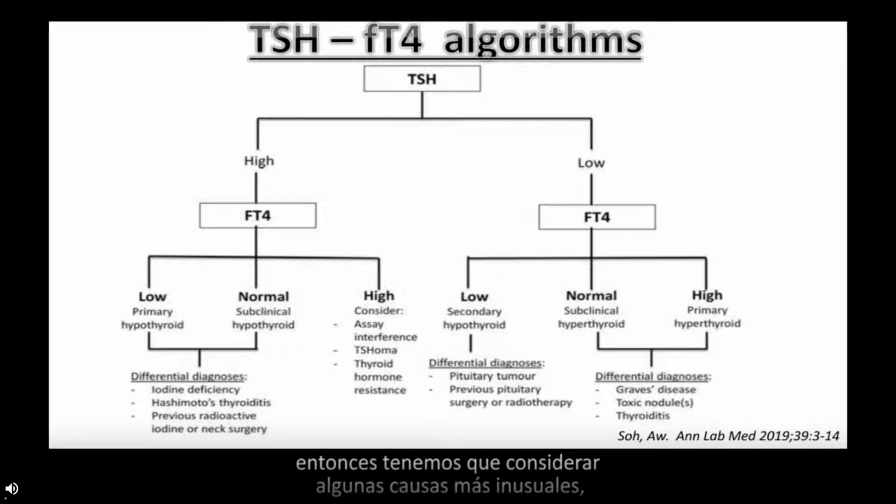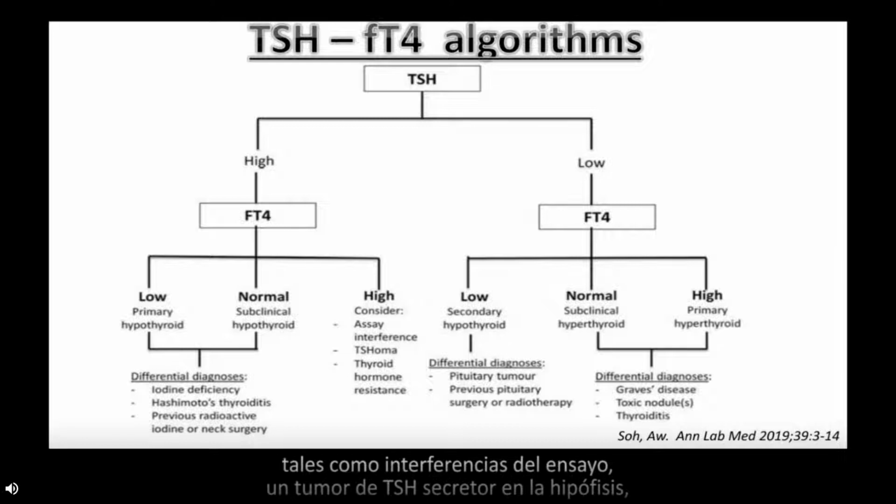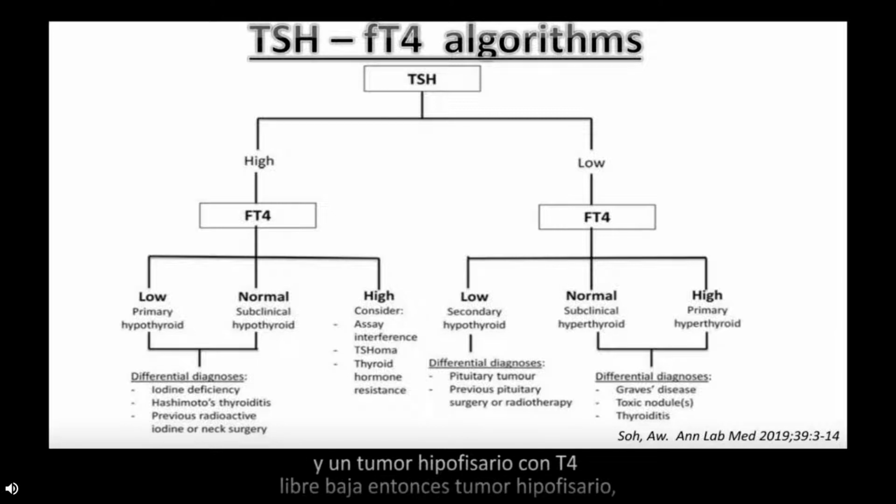And then when the TSH is high and the free T4 is also high, then we have to consider some more unusual causes such as assay interferences, a pituitary secreting TSH tumor, or thyroid hormone resistance. And equally, when we have a low TSH and a low free T4, then pituitary tumor or previous pituitary surgery or radiotherapy has to be considered.